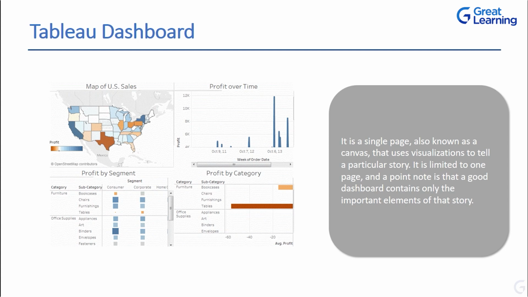As you can see in the definition, it is a single page, also known as a canvas, that uses visualizations to tell a particular story. It is limited to one page and a point to note is that a good dashboard contains only the important elements of that story and not everything. As I've mentioned, you will not need all the information that concerns a particular team or a particular part of the movie, the pointers that we were discussing, right? But instead some key pointers, right?